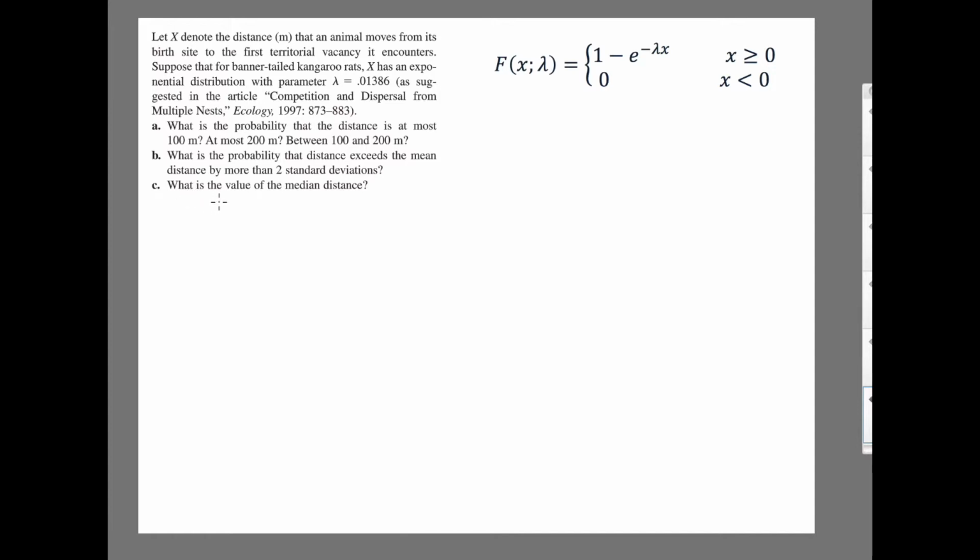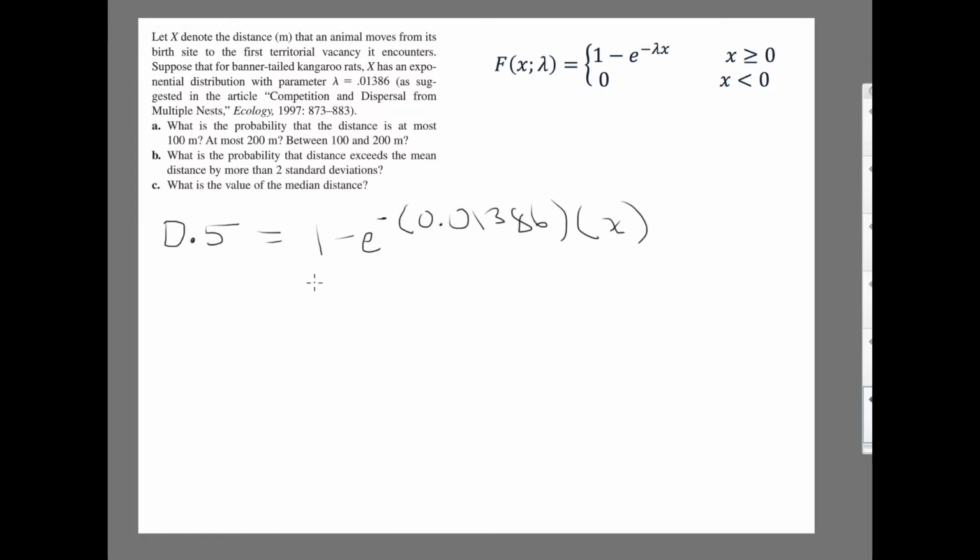Okay, we're going to move on to problem number C now. C is asking what is the value of the median distance. So to solve this problem, it's fairly easy. It's similar to the letter A. For C, you set your function to 0.5. By setting it to 0.5, you will get the median distance. So 0.5 equals 1 minus e to the negative lambda, which is given as 0.01386, and then you multiply that by x, and if you solve for x, that should give you your median distance.